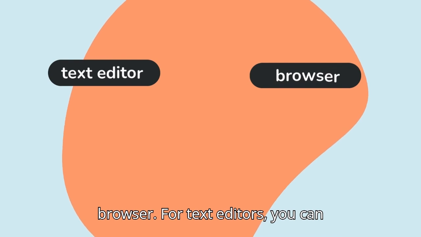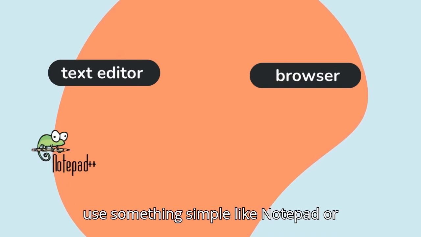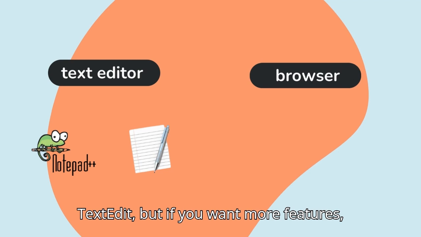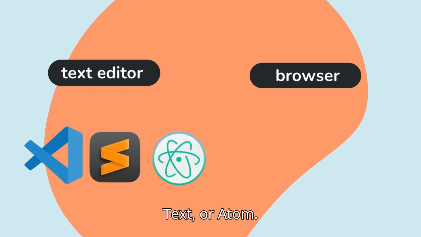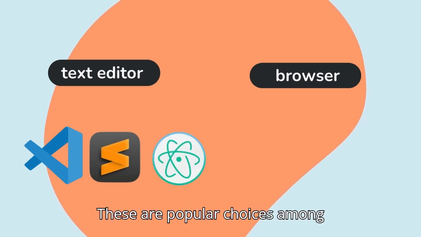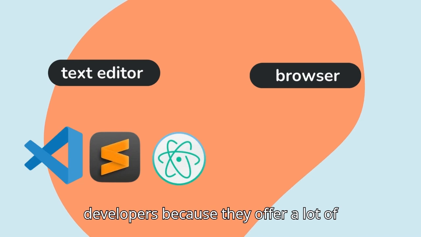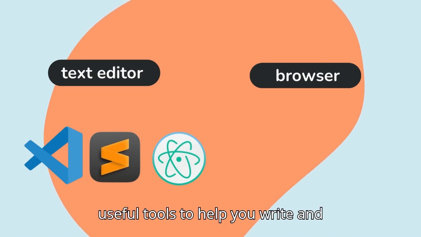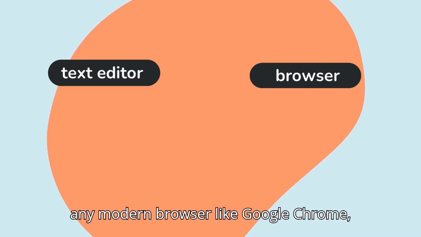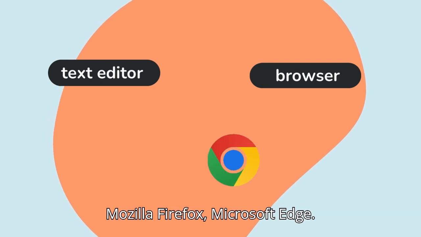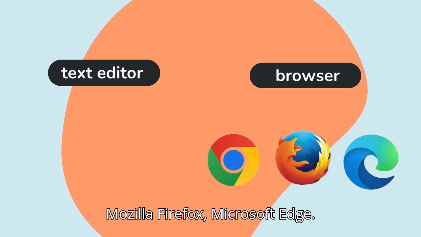The first thing you need to know is that you should have a text editor and a browser. For text editors, you can use something simple like Notepad or TextEdit, but if you want more features, I recommend Visual Studio Code, Sublime Text, or Atom. These are popular choices among developers because they offer a lot of useful tools to help you write and organize your code. As for browsers, any modern browser like Google Chrome, Mozilla Firefox, or Microsoft Edge.